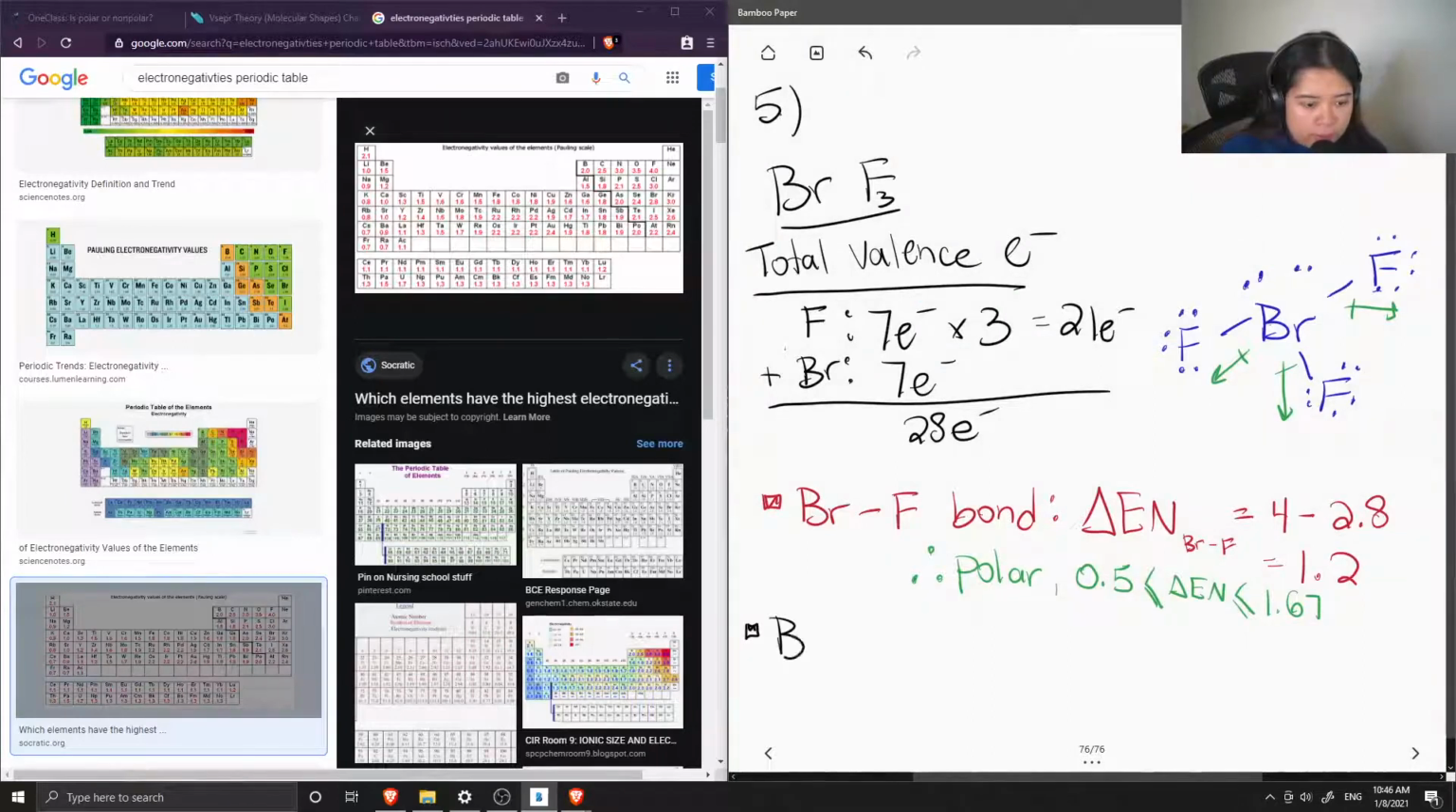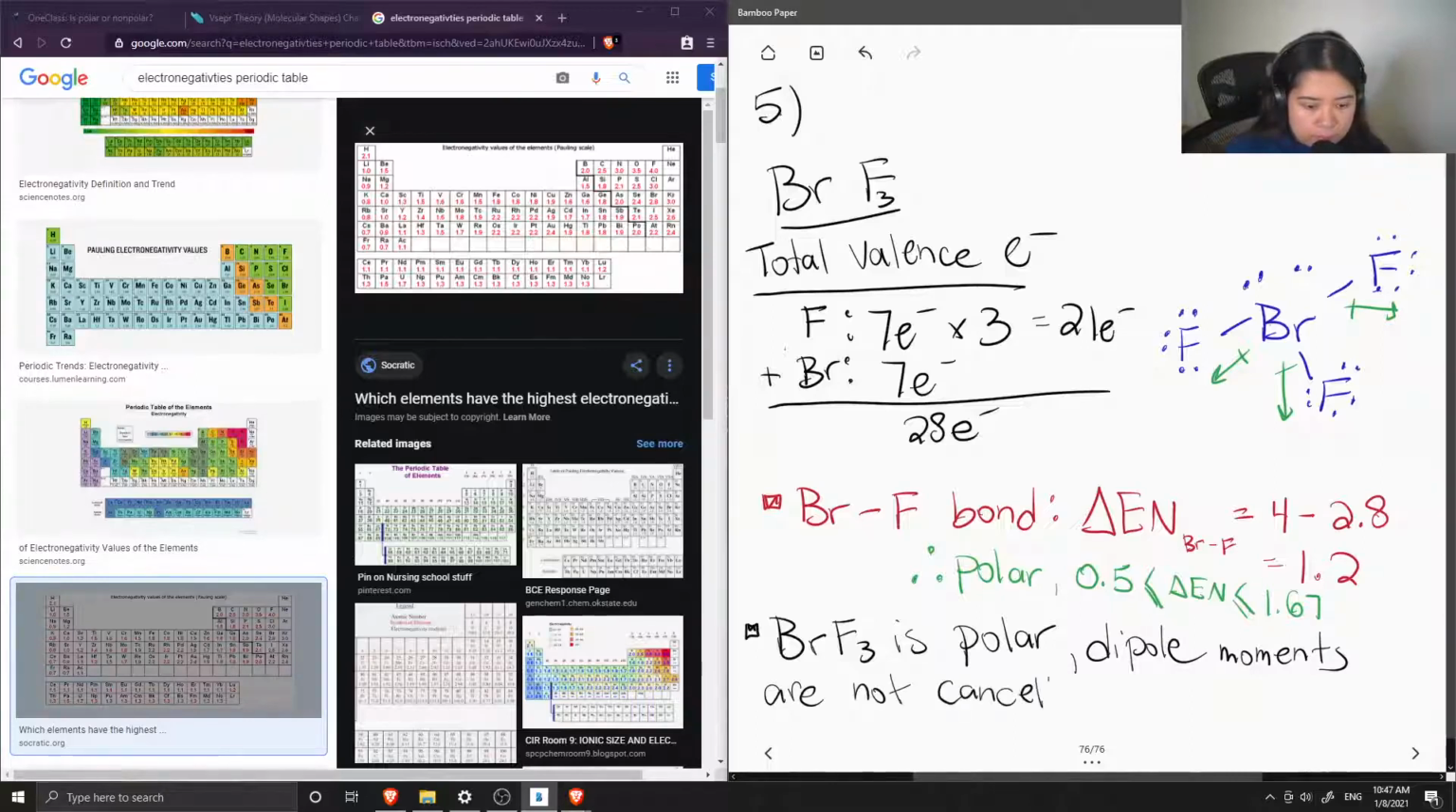So therefore, the entire molecule is also polar. And this is because the dipole moments are not cancelled out.